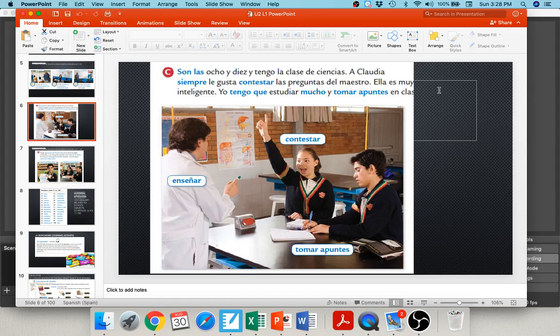tomar apuntes en clase. So yo tengo que, I have to. Notice up here we had just tengo by itself, tengo la clase de ciencias, I have science class. But here we wouldn't say I have study. We're trying to say I have to study, so we've inserted the word que here. Yo tengo que estudiar mucho. I have to study a lot. Y tomar apuntes en clase. And you can see this dude down here, tomar apuntes. He has to take notes.